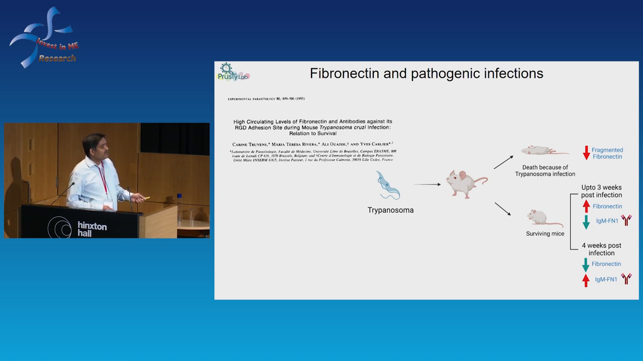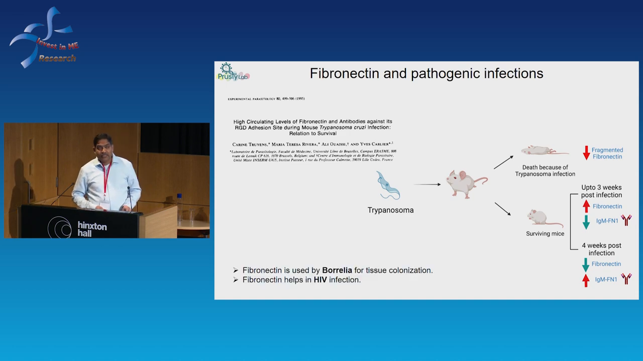After 3 weeks post-infection, when the mice start to recover, the fibronectin amount starts to fall. At the same time, the IgM response against fibronectin goes up. This was very interesting for us. Then we tried to understand what is happening, because fibronectin plays a very important role in Borrelia infection, which is Lyme disease. And you all know that Lyme disease is very closely associated with ME/CFS.